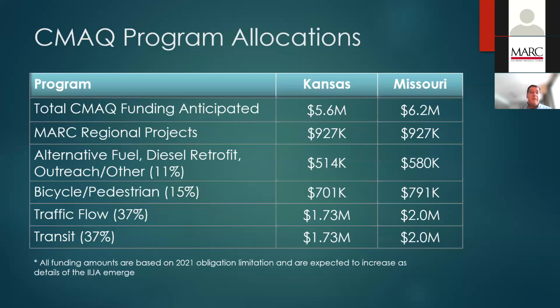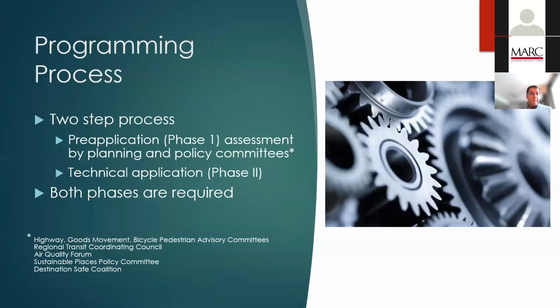$927,000 on both sides of the state line. So you can see those 3 projects are the Air Quality Public Education Program, our rideshare program, and our active transportation program. You can see the 2-year programming targets available under CMAQ here on this slide. Next slide. The programming process that we use, we implemented this the last time we programmed funds in 2020.